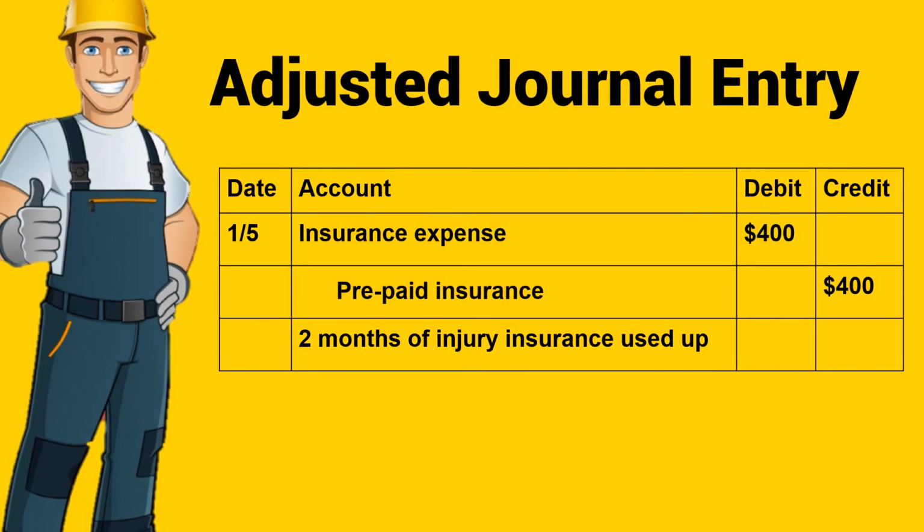Now let's say 2 months has passed. He's used 2 months worth of insurance, and this would be classified as an expense. An adjustment would need to be made to reflect the expense. Bob would debit insurance expense and credit prepaid insurance for $400, a total of 2 months worth of used up insurance. This decreases assets and decreases equity.